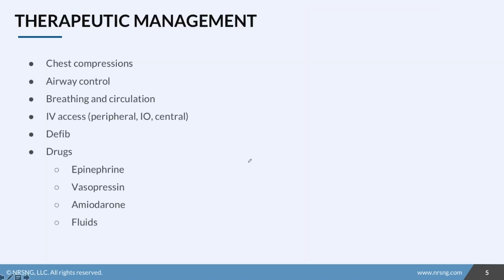So first things first with treatment. If there's no breathing and no pulse, we start compressions, right? As we're doing that, someone's going to secure the airway, usually with rapid sequence intubation. And don't worry, there's going to be another lesson here on NRS&G all about RSI. Now, once the airway's secure, we have to breathe for them. We can do that with a BVM, a bag valve mask, or we can place the patient on a ventilator. We need to get access, either with 2 large bore peripheral IV lines, an intraosseous line, or a central line.